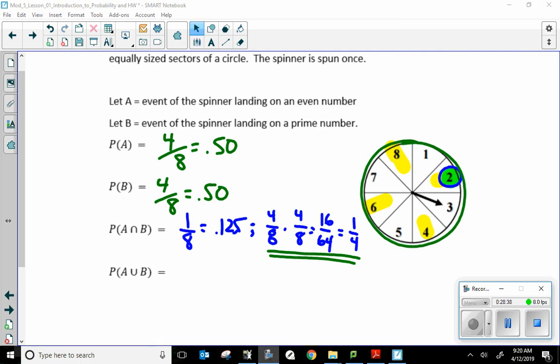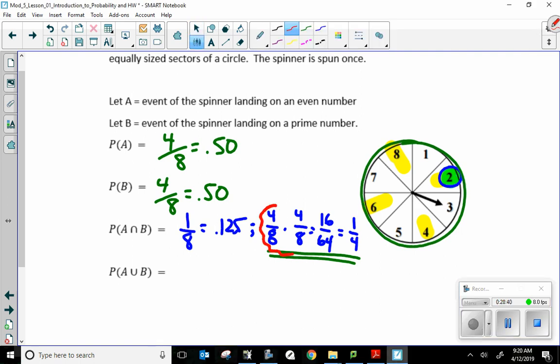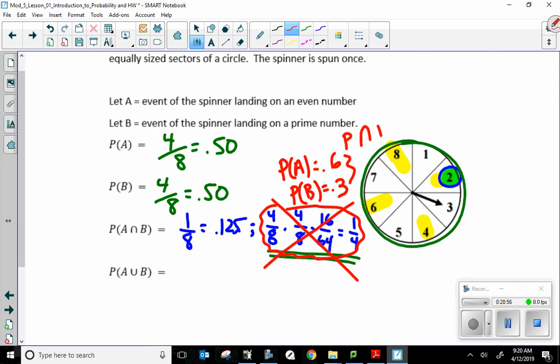So the only way I would ever use that is if they told me the probability of A was 0.6 and the probability of B was like 0.3. Then you multiply them to find out P of A and B. That's the only way. If you're given a visual with a picture or numbers, it is more accurate to do this. This will be wrong.